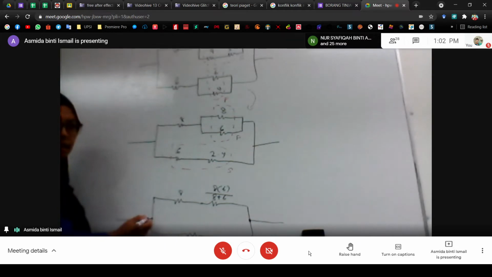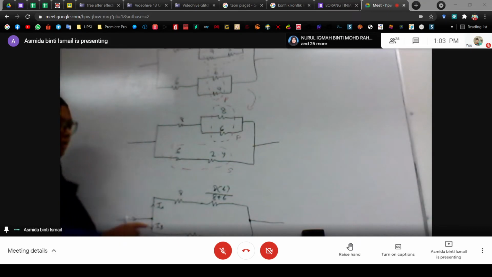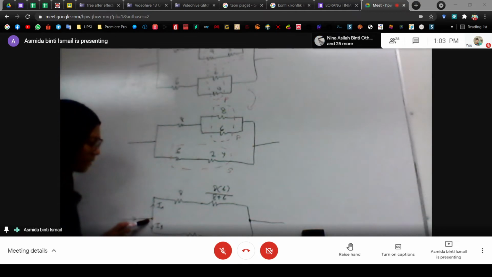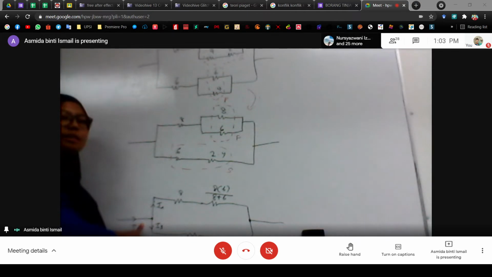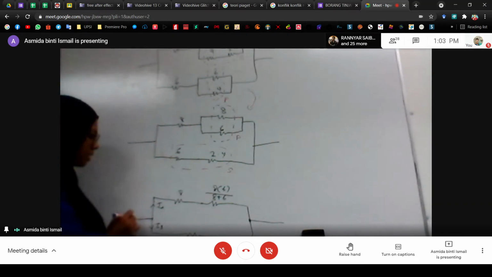So what does it mean here? You have a current flow here and this is another IA, and this is another IB. So this current splits into two because this is the junction. Kalau tak ada kat sini, baru this one is a series. So you need to consider this.